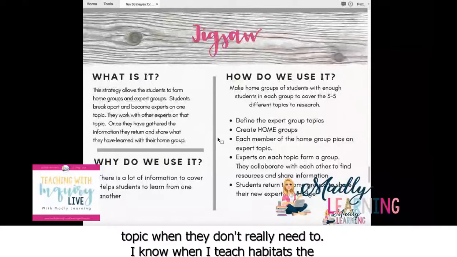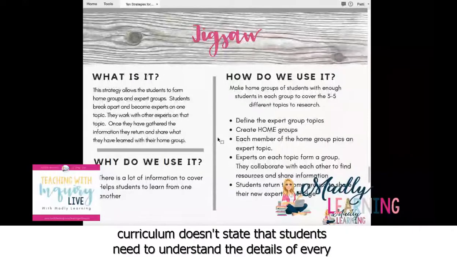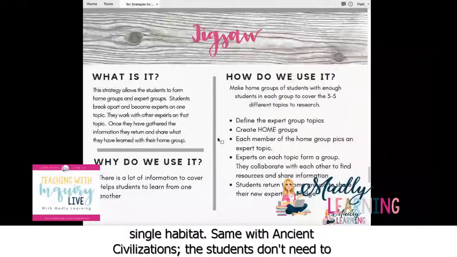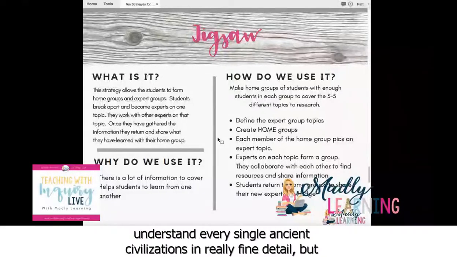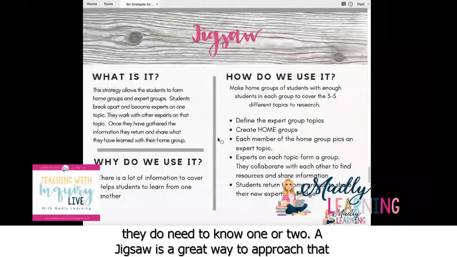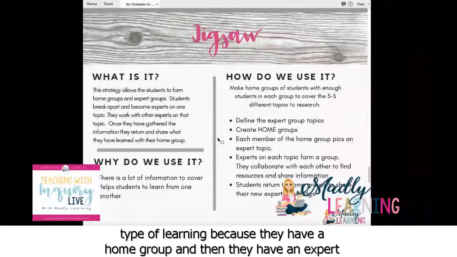So I know when I teach habitats, the curriculum doesn't state that students need to understand the details of every single habitat. Same with ancient civilizations. The students don't need to understand every single ancient civilization in really fine detail, but they do need to know one or two. So a jigsaw is a great way to approach that type of learning, because they have a home group and then they have an expert group.